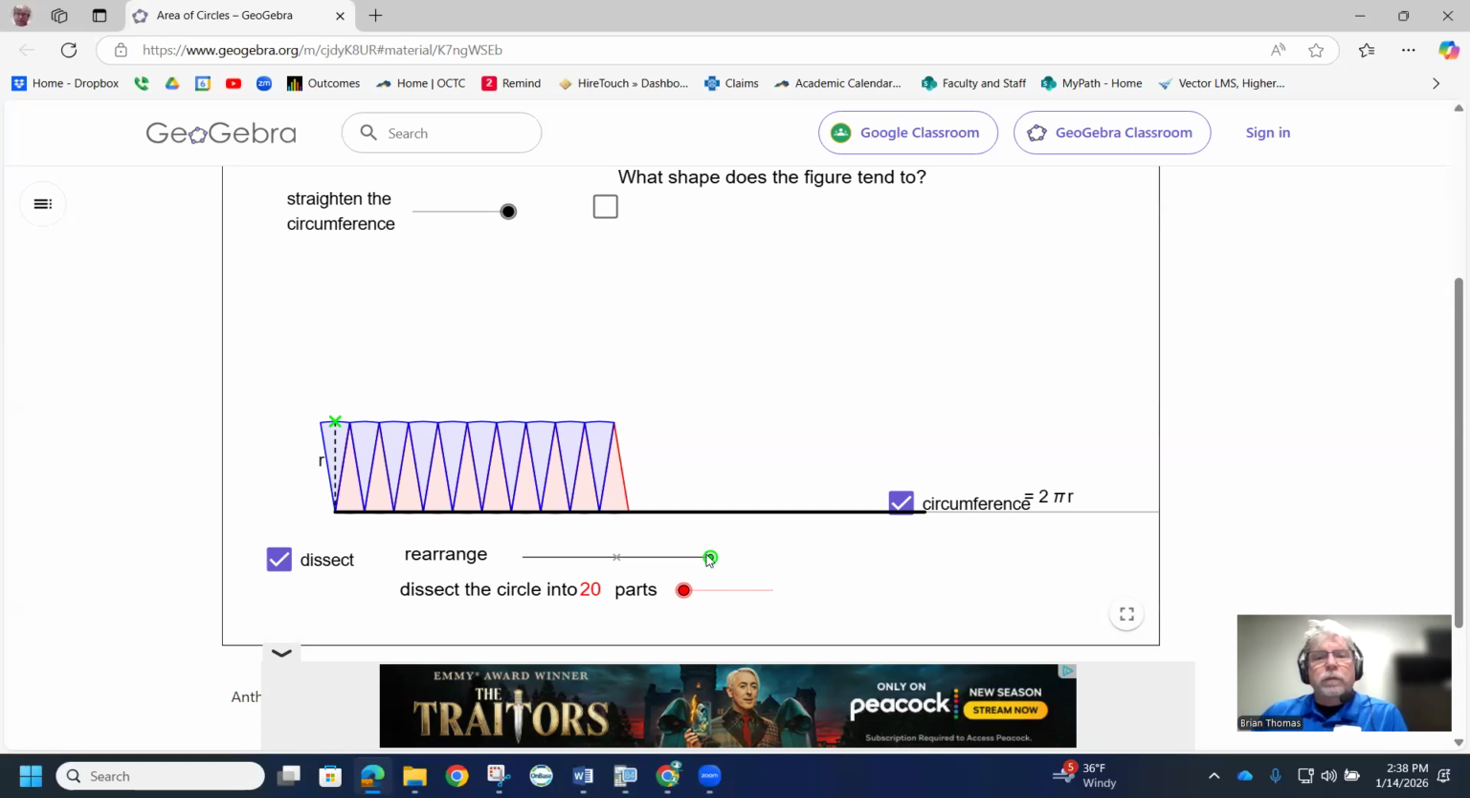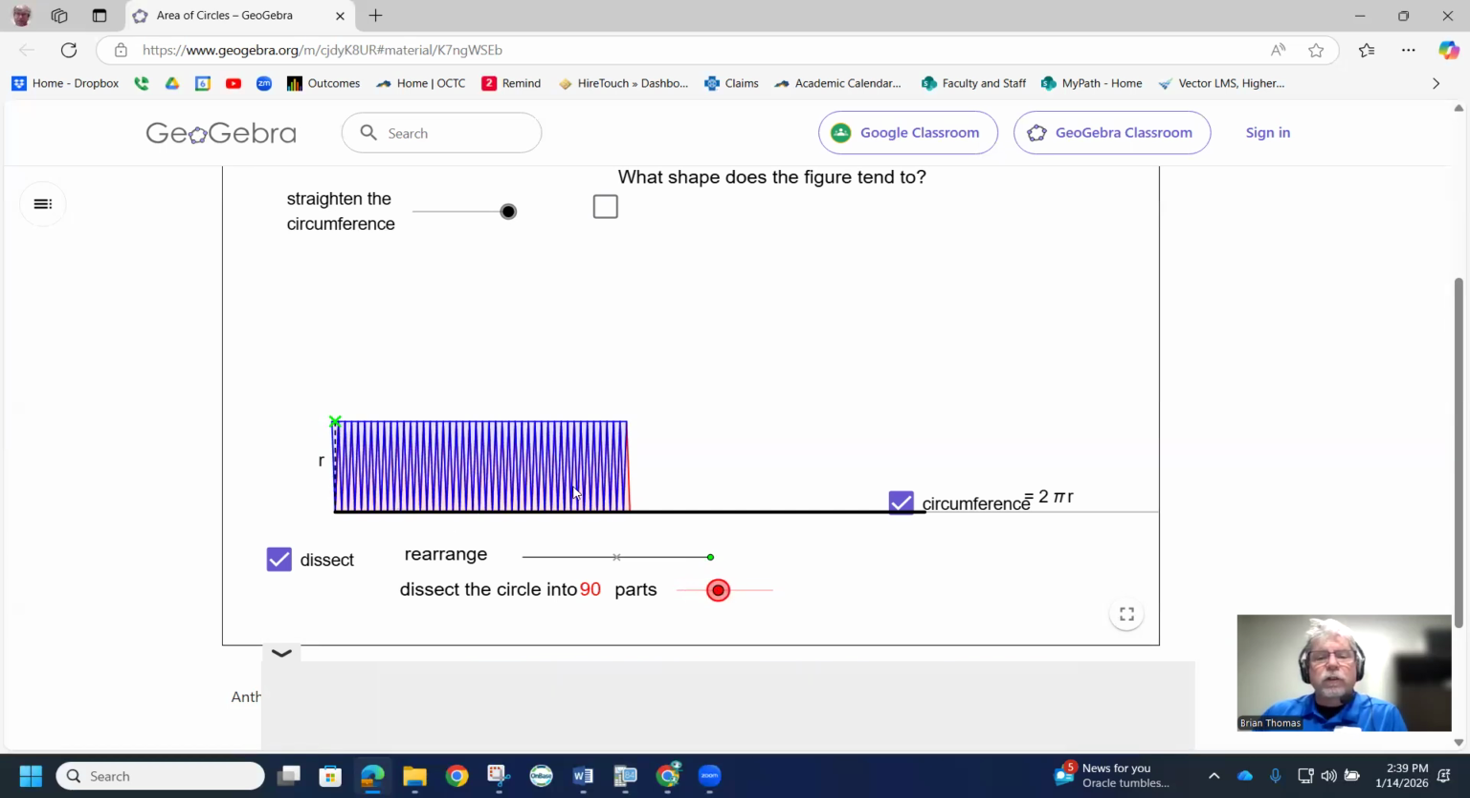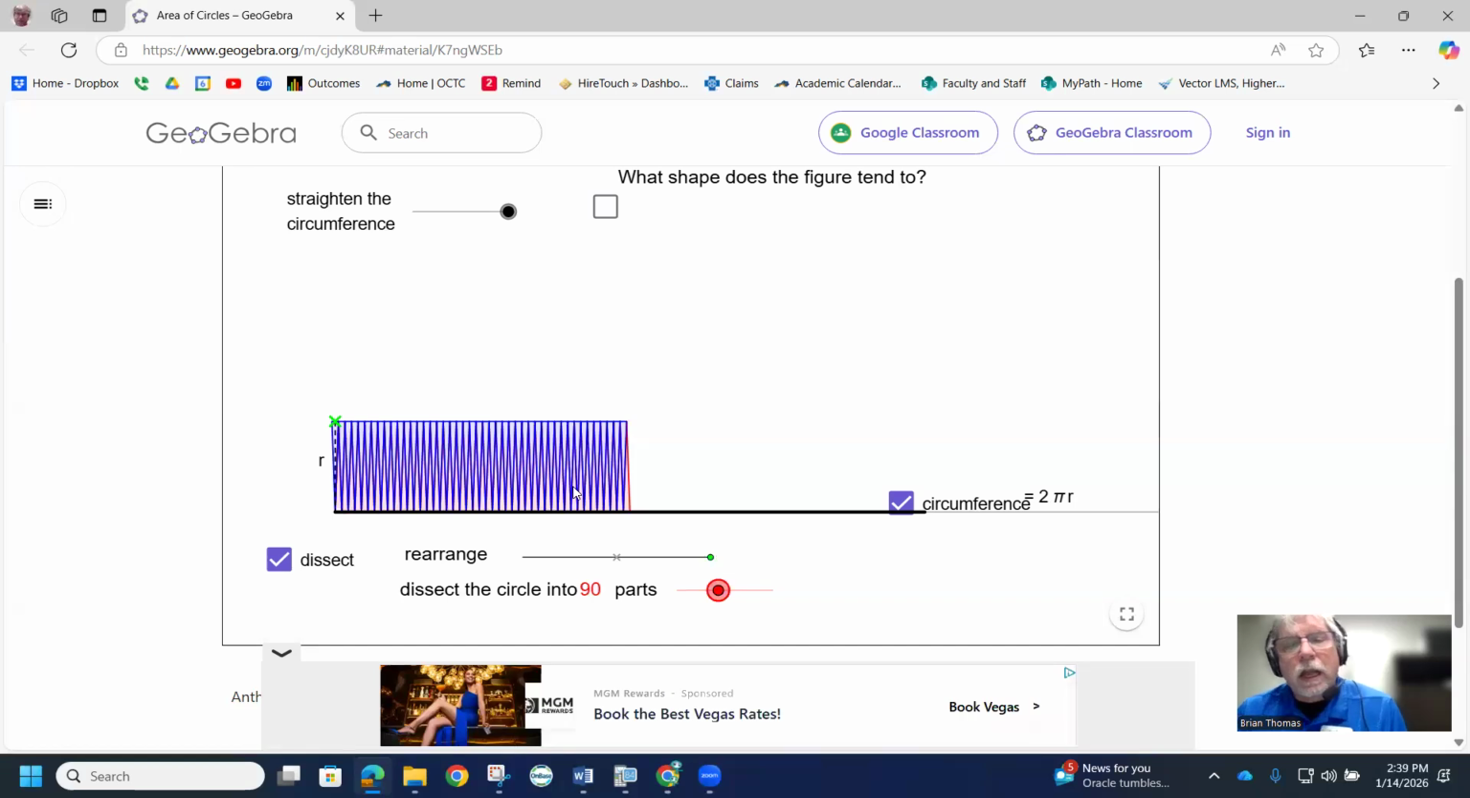Now, suppose we change this to more pieces. As I change it to more and more pieces, what are we starting to see the shape turn into? As I get more and more pieces, it starts to become more vertical. So we can use this shape as a way to approximate the area of a circle. Since we recognize that this shape is a rectangle, we know that for a rectangle we have length times width. Notice that r is going to be the width, but what's going to be the length?